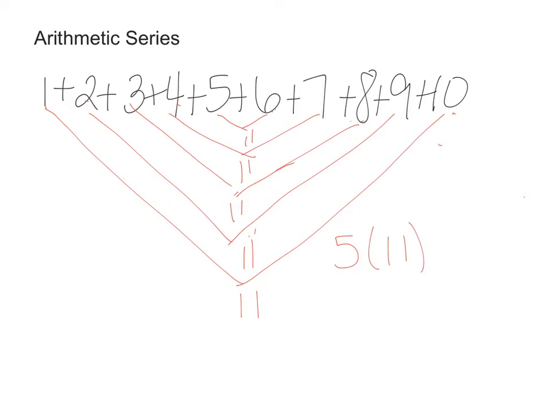We divide by 2. Why? We're taking pairs. So we're pairing them up, and we have 5 pairs times the sum of the first and the last number. And this is our summation formula for an arithmetic series. We take S of n, the sum of n terms, is equal to the number of terms divided by 2 times the first term plus the last term.